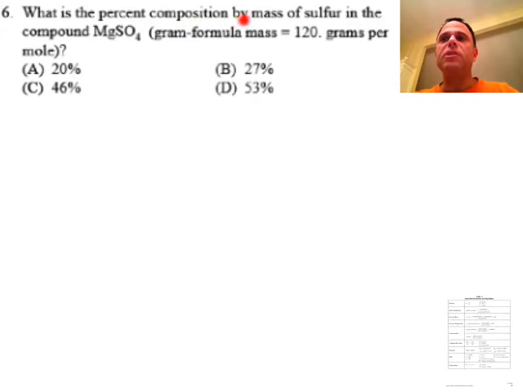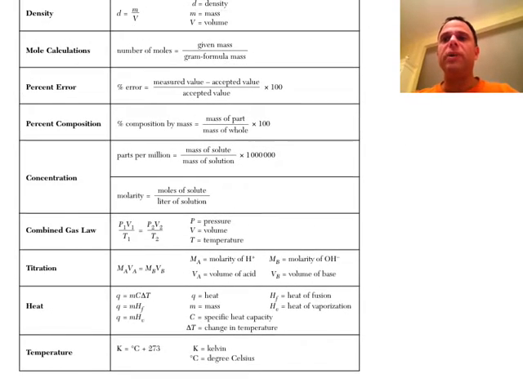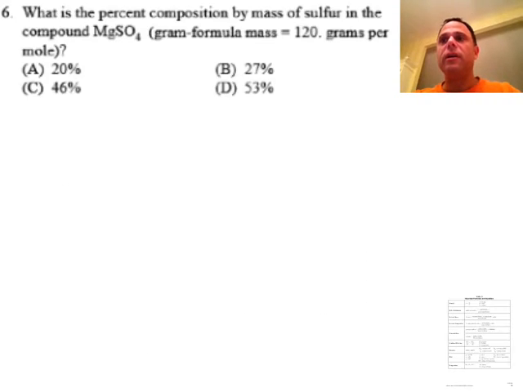Number 6. What is the percent composition by mass of sulfur in the compound MgSO4? That's magnesium sulfate, where the gram formula mass, meaning the entire mass of this entire molecule, is 120 grams per mole. So the first thing I'm going to do, seeing that I need to use a formula, is inspect my reference table to confirm that I have the formula correct. Here's my percent composition formula, where it says the mass of the part divided by the mass of the whole times 100. All right. So we are looking for this part, the sulfur.